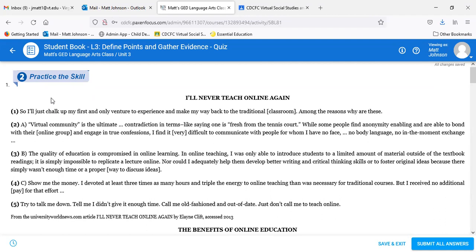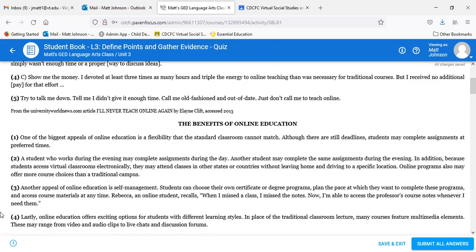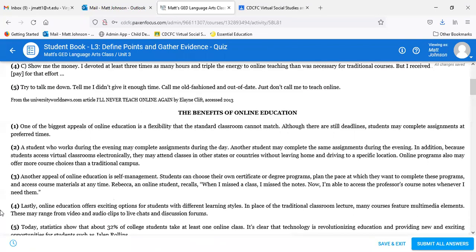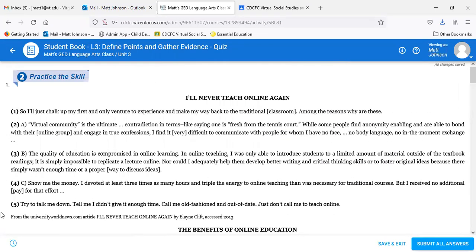Okay. All right. So we're dealing with the same passages we've been seeing. I don't know if it's going to really help anybody to read those again. This is like the third time we've seen them. So it's the Clift passage on teaching online that we're going to start with, and then that Jones passage on the benefits of online education. We worked a lot with that yesterday and before, so I think that should still be fresh in everybody's mind, and the two points that they made. So we'll move past actually trying to read them.